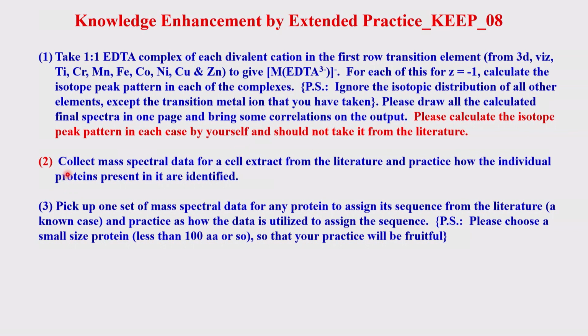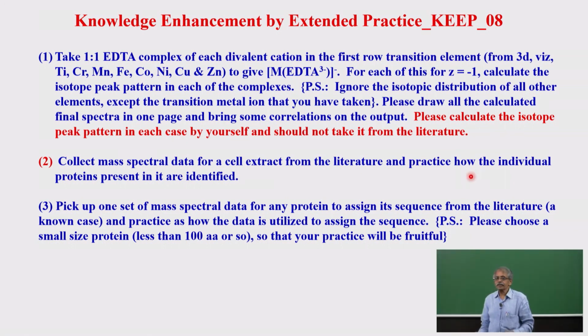Okay, another practice session I have mentioned here. Collect the mass spectral data for a cell extract; a lot are available from the literature. See and practice how individual proteins are identified from that. I have already mentioned the methodology just a while ago. They always map the mass spectral fragments, and the protein with the maximum fragments matching is present. And then every intensity can tell you what percentage of that protein, what percentage of another protein, etc.